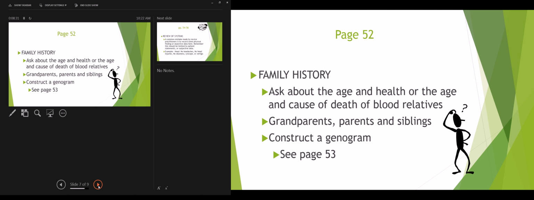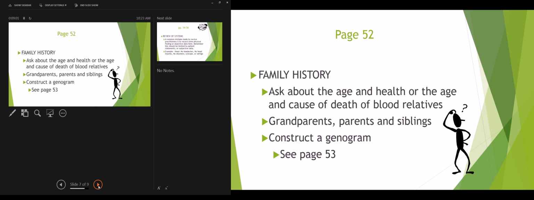And then we move on to page 52 and 53, the family history. And this is where we want to know about the age and health of relatives and the causes of death, because this will help set a person up for risk factors and what they are at risk for. Now, you are only going to have to do the grandparents, the parents, and the siblings, and you will construct a genogram. And it talks about this on page 53. And when I get through here, I'll pull up and show you how to do that on a Word document as well.